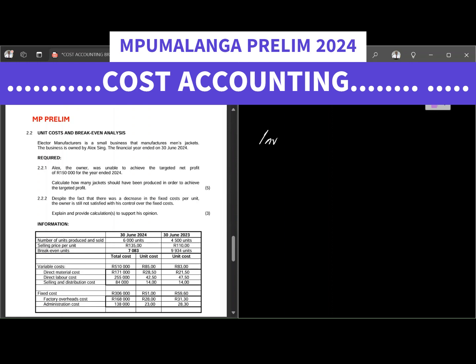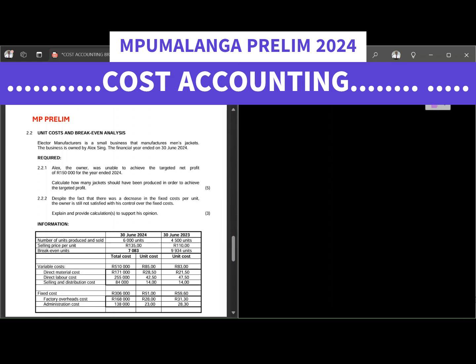And remember, it is very possible that the examiner can integrate your inventory valuation with your cost accounting. So when you practice, also expose yourself to questions where there is inventory valuation and cost accounting all meshed in one particular question. I think in the Free State, they have something like that, if I'm not mistaken. That means you need to do your FIFO, your weighted average, and maybe even your specific identification if there are questions like that.